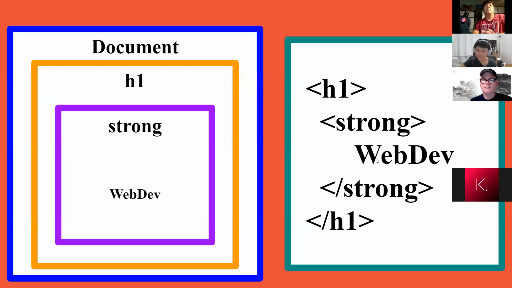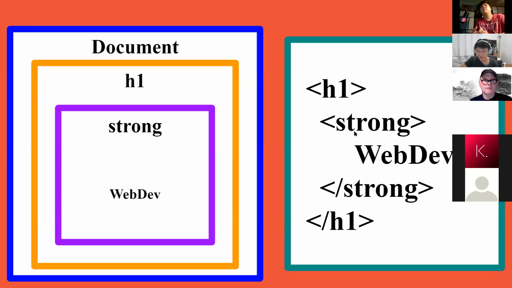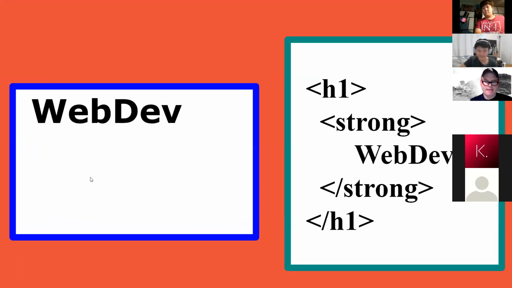Here's another example where you can nest or put blocks inside of each other. So inside this H1 block is a strong block. And strong means bold. It's like strong text, right? So the text WebDev is inside the strong block, so it gets made into a bold text. And then the bold text is made into a header text. So as you can see here, inside the document, there's a header, and then inside the header, there is a bold block, and then inside that bold block is the text WebDev. So what the user sees is a bold header that says WebDev.